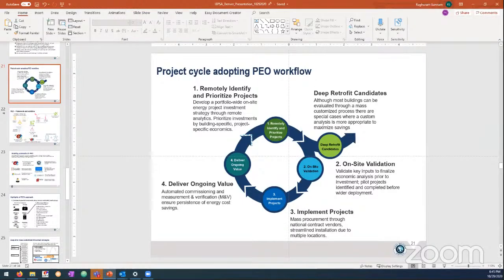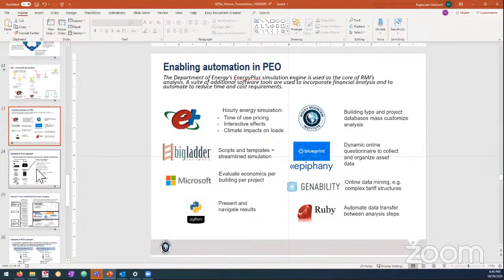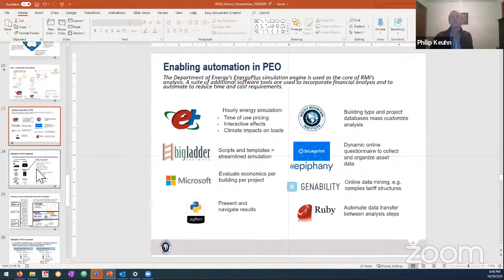Hi, I have a question. Just wondering on that slide where you had the different tool or software vendors, you have Blueprint and Epiphany and Genability. Could you speak a bit more around those? You have that asset data structuring. Is that using something specific like BuildingSync, or is that dedicated for this PEO software implementation? Yeah, one of our next steps is we do want to align to BuildingSync and BEDES. I can't say that we've done that yet, but it is on the to-do list.